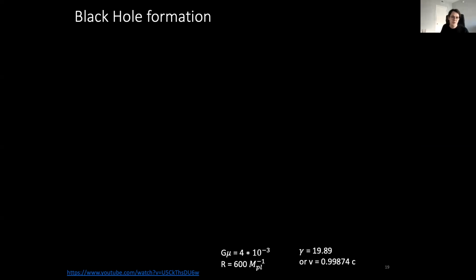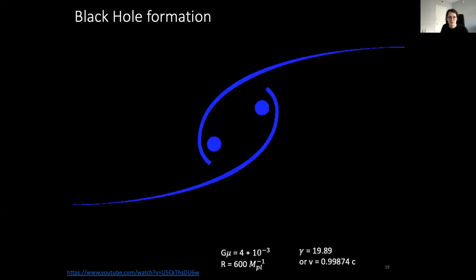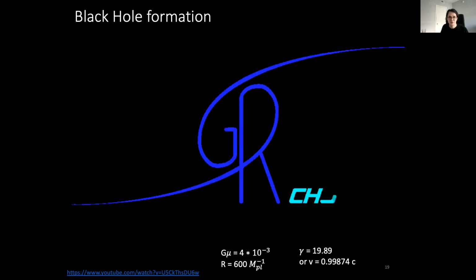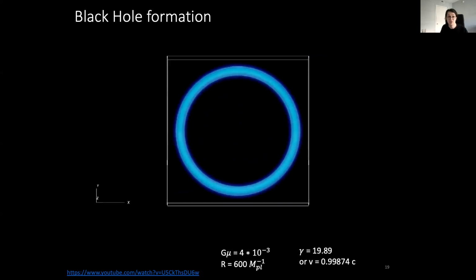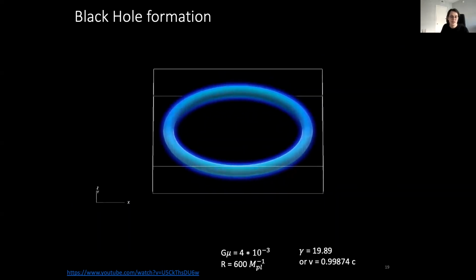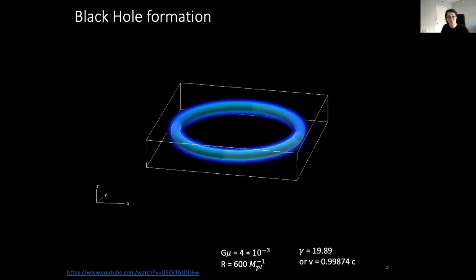We simulated 4 times 10 to the -3 G mu, which is approximately a gamma factor of 20 before forming a black hole. We did this, of course, with Giachambo, as mentioned before. This logo was done by Yosu. It's pretty impressive. Also, the visualization was done by Yosu, and lots of the simulation also, of course.